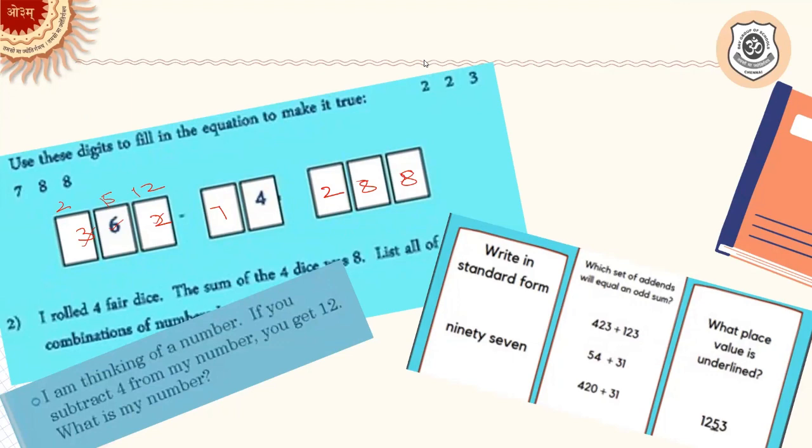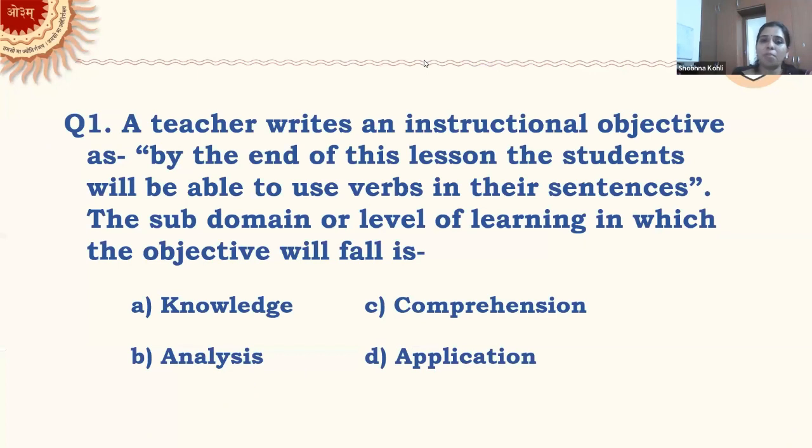Yes, ma'am. So now I'll just ask a very general question. A teacher writes an instructional objective as, I'm not just relating with the math, I'm just asking a simple question: By the end of this lesson, the students will be able to use verbs in their sentences. The sub-domain or level of learning in which the objective will fall is, I'm talking about Bloom's taxonomy. If a child is able to use the verb in the sentences, in the correct place, what is the meaning of that? What is the child able to do here? Again, we have to think about the original Bloom's taxonomy, where that word has come.